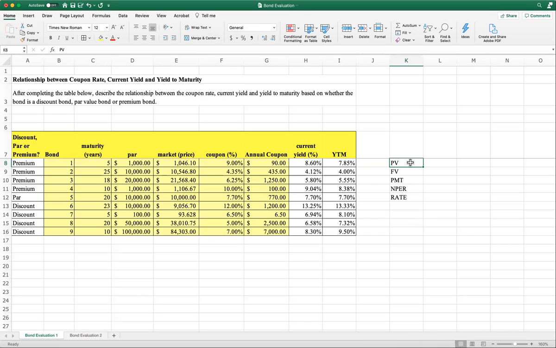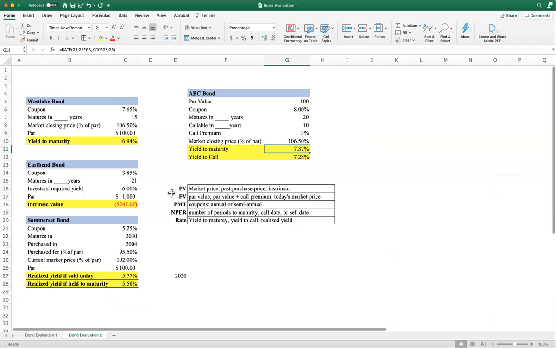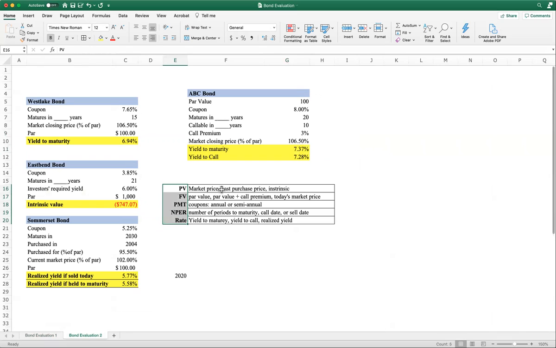You're finding a fifth element, but you need to find the other four from the question. And the discount or par or premium is determined by the relationship between the market price and par. If the market price is higher than the par, it's premium. If it's equal, it's par, and if the market price is lower than the par, it's discount. Just look at this table summary, okay?